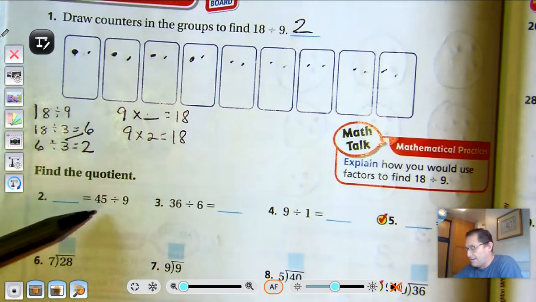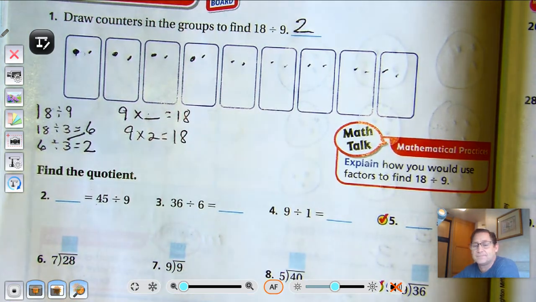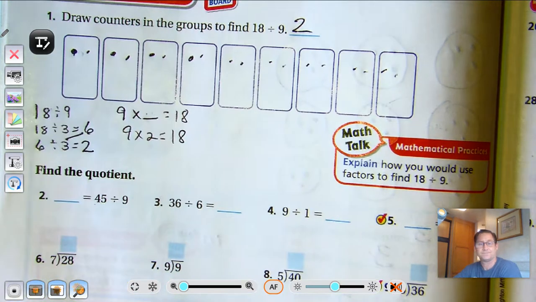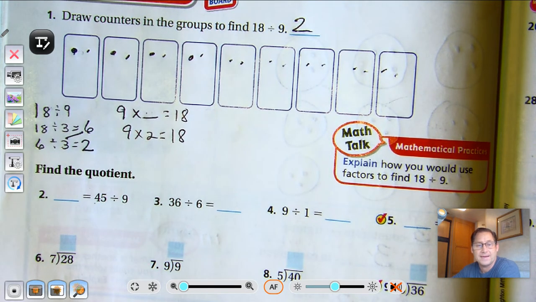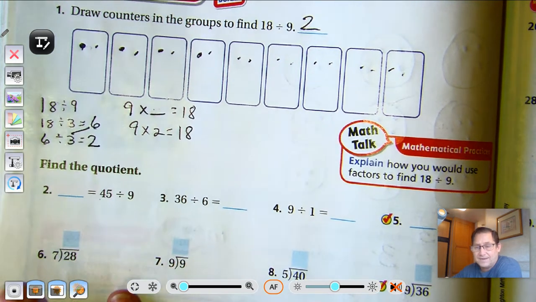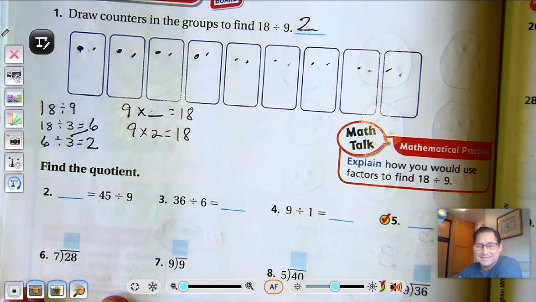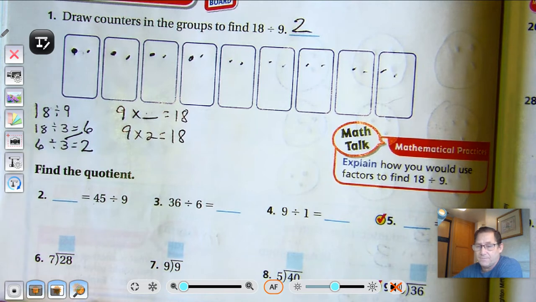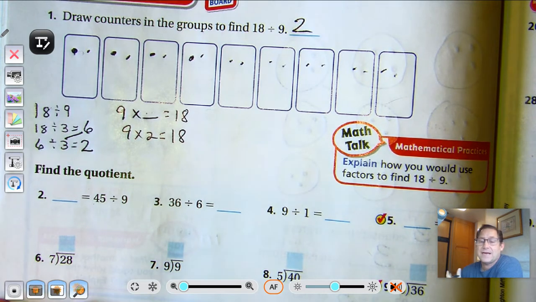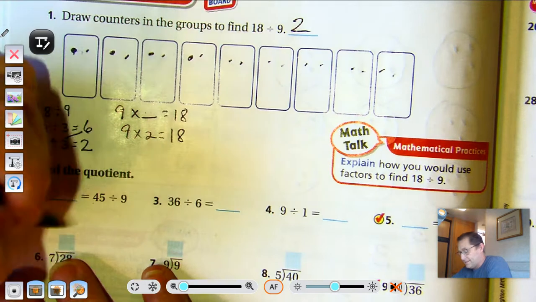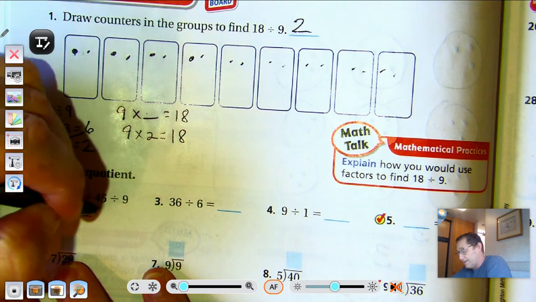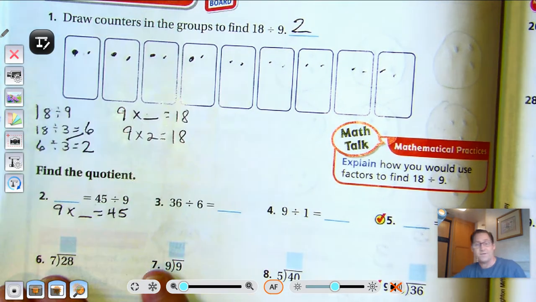All right, how about this one? Find the quotient. 45 divided by 9. Okay, we could draw 9 squares or 9 circles and count to 45. We could split 9 by its factors. That's a little more difficult. 45 divided by 3, that's not really a math fact we know, so I wouldn't use that strategy. Or I could say 9 times what is 45. And in this case, that's what I want to use. 9 times what is 45.